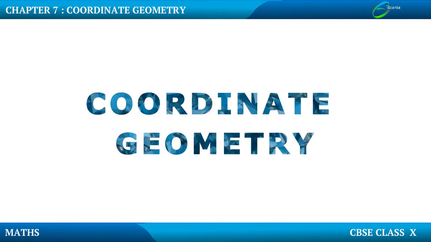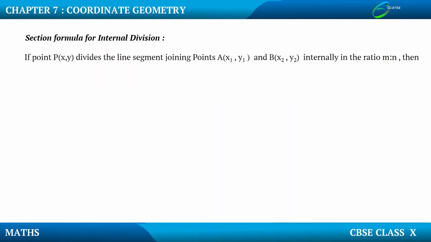Coordinate geometry. Let us move on to section formula for internal division. So if point P (x, y) divides the line segment joining points A (x1, y1) and B (x2, y2) internally in the ratio m is to n, then let us see what happens.